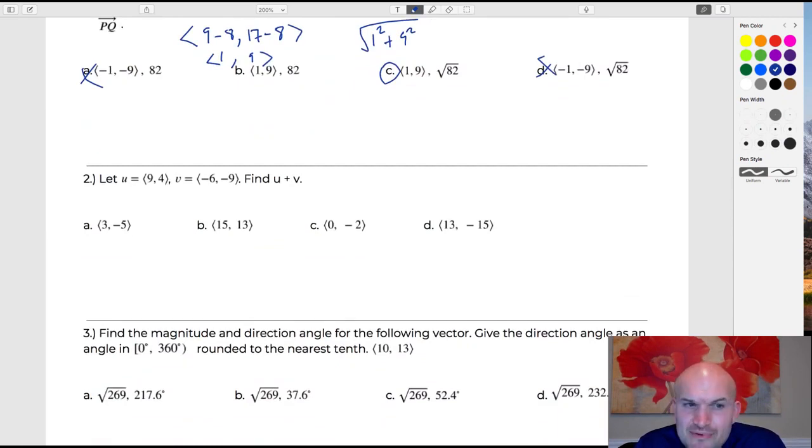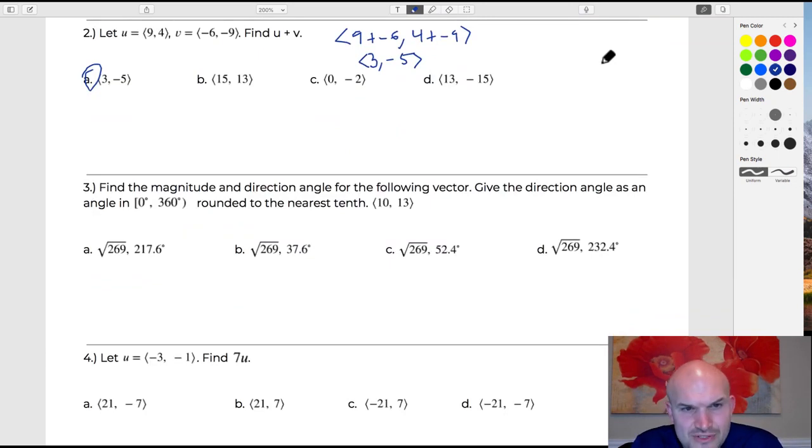Let U equal <9, 4> and V equal <-6, -9>. Find U plus V. Well, again, guys, this is basically just adding your first and second components. So this is going to be 9 plus negative 6, and then 4 plus negative 9. So this gives me <3, -5>. Answer A.